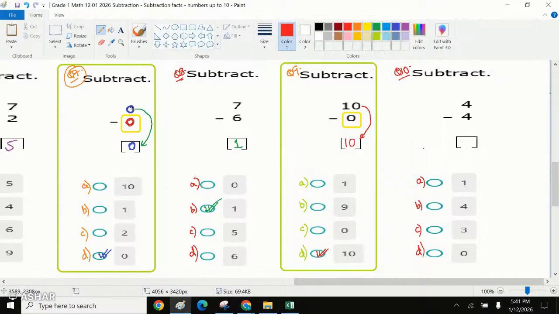4 minus 4. If you have 4 candies, you gave away the 4. You are left with how many? If you give up everything you had, then you are left with nothing, right? That means 4 minus 4 should be, yes, thank you. That means 4 minus 4 should be equal to 0. And we look at the option 0. That is option number D. So we are already done with around 10 questions.